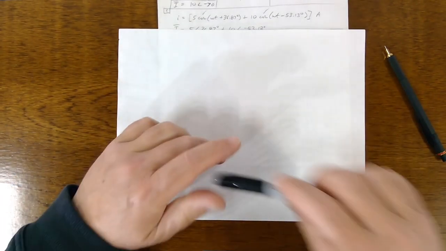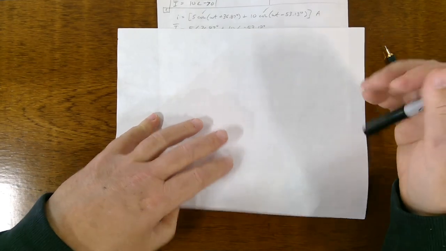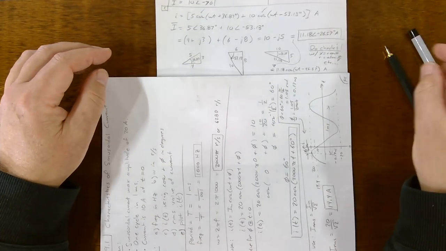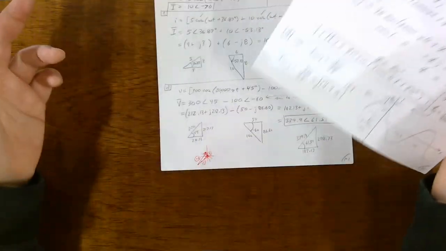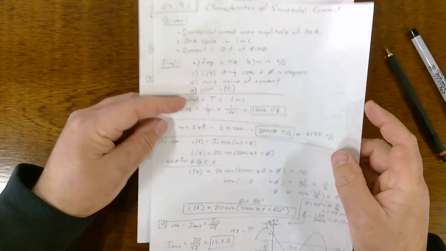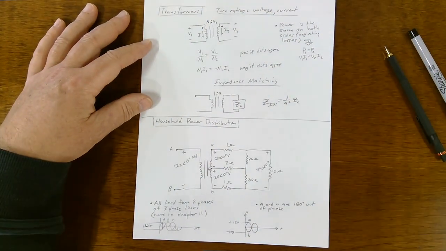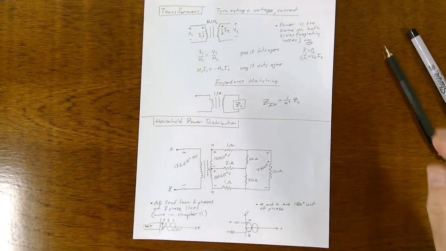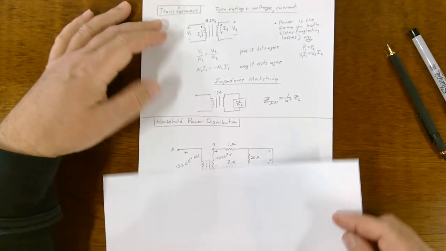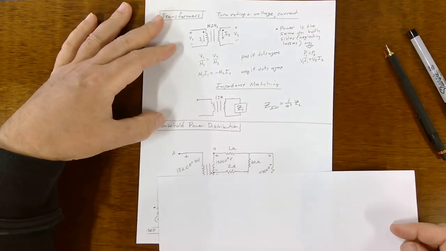We're going to work several problems using voltage division, current division, the node voltage method, the mesh current method, and Ohm's law in the phasor domain, and a few other things. Oh yes, there's a little bit more theory. Here it is. There's transformers and then house current, or house power distribution.